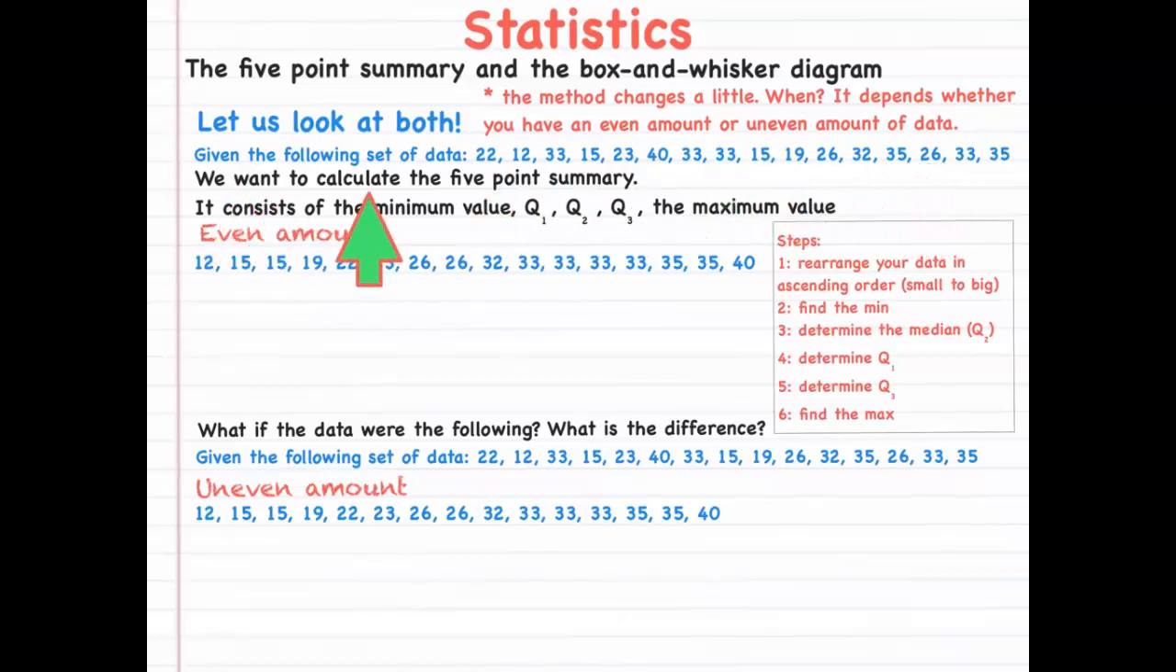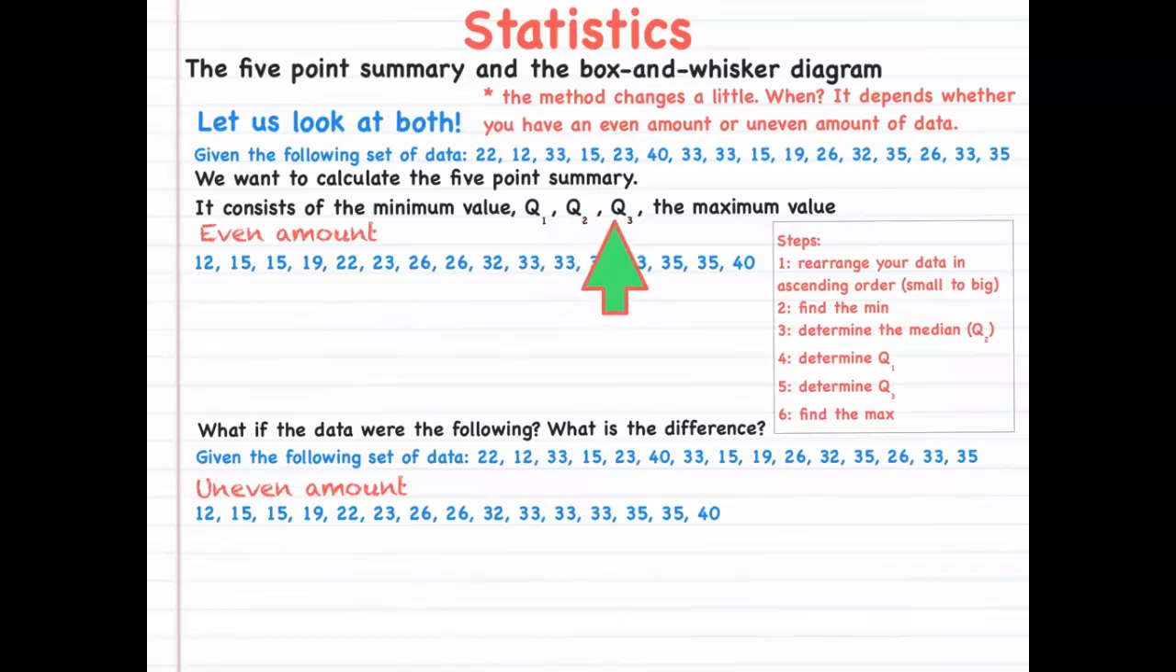Now, we want to calculate the 5-point summary, which consists of the minimum value, Q1, which we call the lower quartile, and it has another name which we can also say the first quartile. Then we have Q2, which is either the second quartile or the other name is the median. Now you remember from before what the median is? It's the value right in the middle of our data set, right?